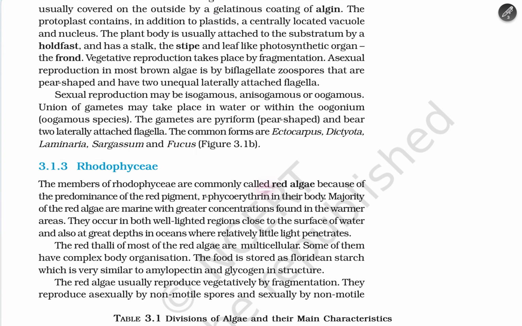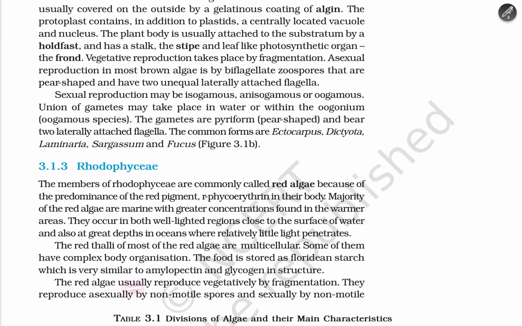Rhodophyceae. Members of Rhodophyceae are commonly called red algae because of the predominant red pigment, phycoerythrin, in their body. The majority of the red algae are marine, with a great concentration in the warmer areas. They occur in well-lighted regions close to the surface of water, and also at great depths in the oceans where relatively little light penetrates. The red thalli of most of the red algae are multicellular. Some of them have complex body organization. The food is stored as floridean starch, which is very similar to amylopectin and glycogen in structure.